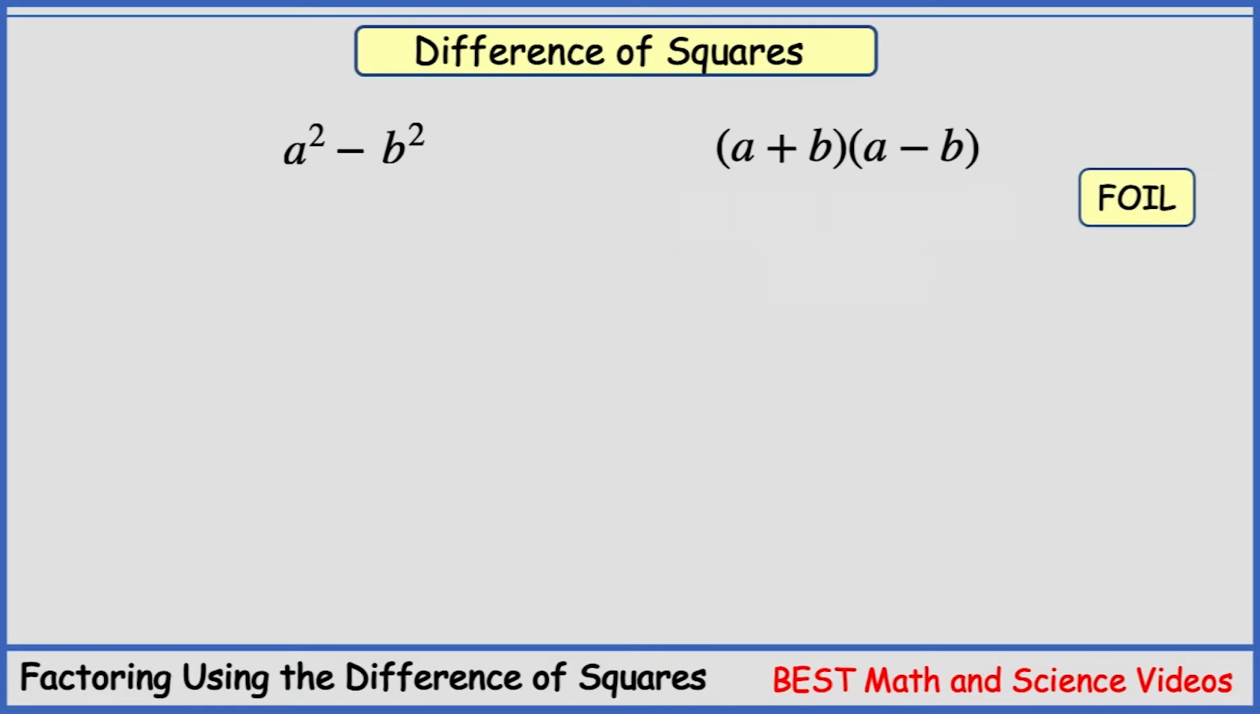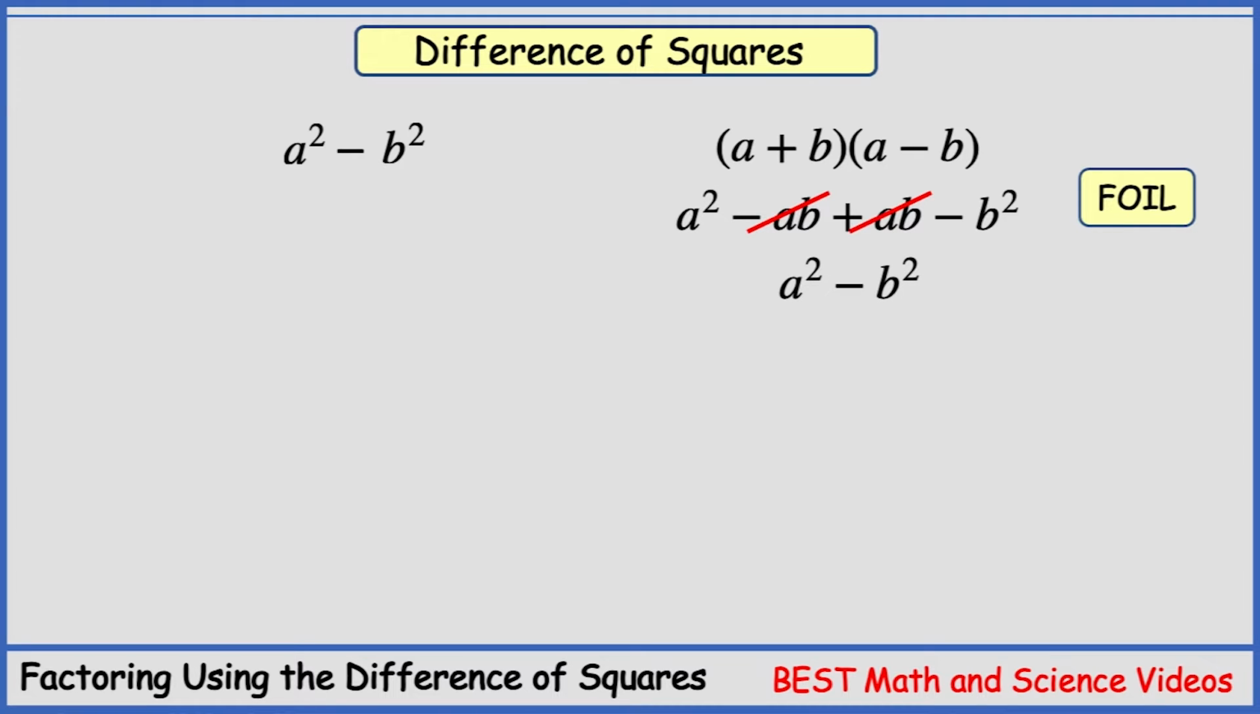We can use the FOIL method. Multiply the first terms to get a squared. Multiply the outer terms to get minus ab. Multiply the inner terms to get plus ab. And multiply the last terms to get minus b squared. The middle terms cancel, and you are left with a squared minus b squared.